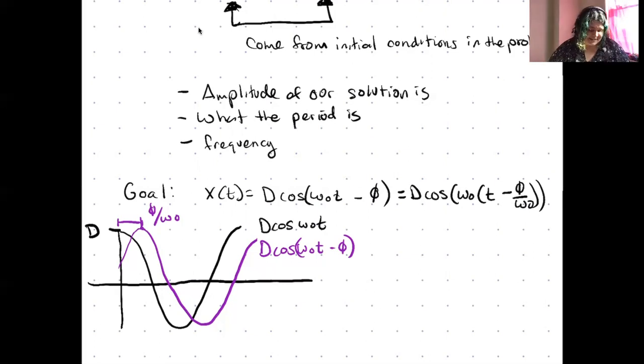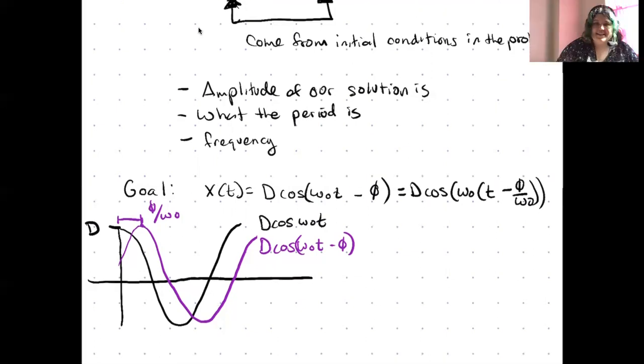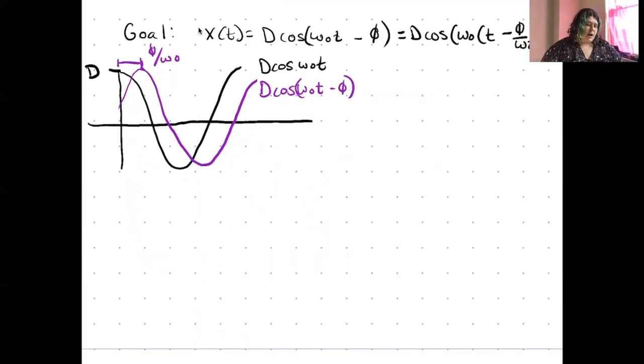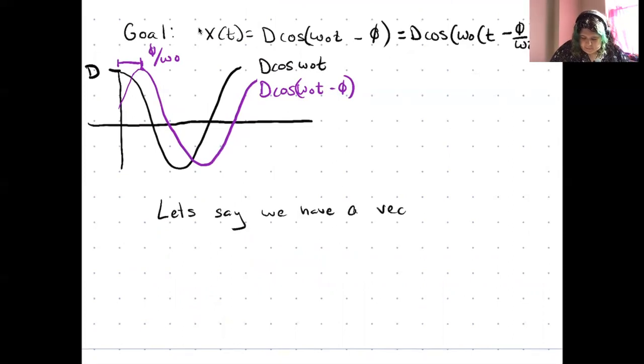But so how do we actually get it into that form? There's another thing that we might want to think about. Let's say we have a vector, and our vector is (A, B).